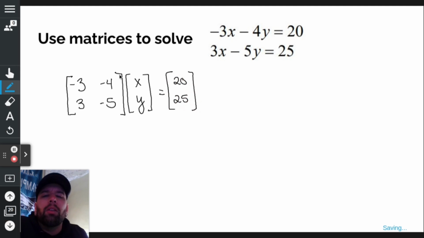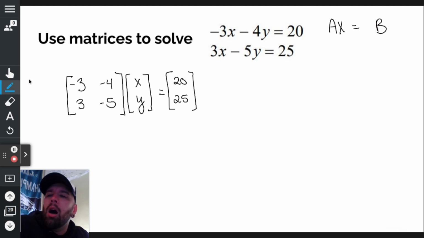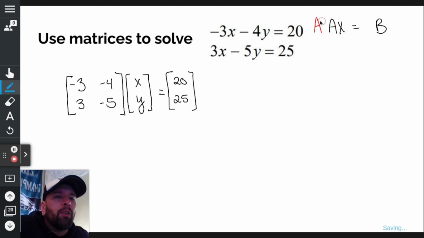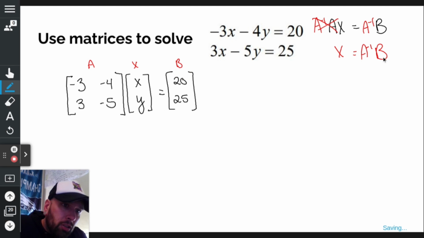Now, this is very similar to the problem that we just did. If I give you something in the form AX equals B, I know the last time I used C, but that's because I had the letter C. If I want to get X all by itself, I would multiply by the inverse on the left side of both sides, which crosses A out, and so X is going to equal the A inverse of B. So I need to find the A inverse.